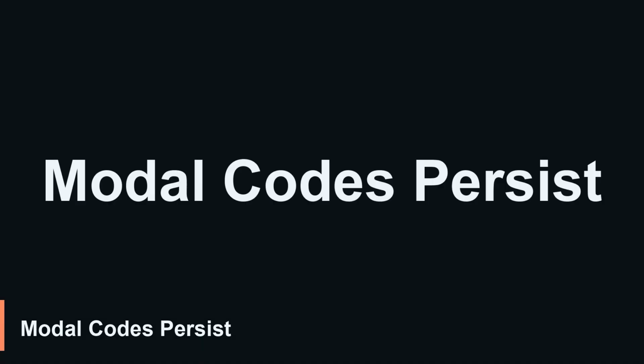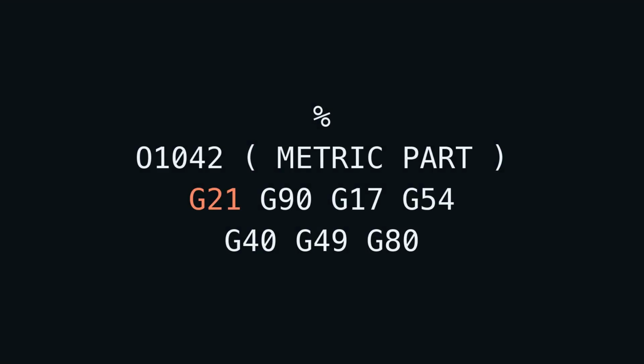The default isn't safe. The default is whatever the last guy left. Most shops assume their machine boots into a known state. It doesn't. Modal codes like G20 and G21 stick across programs, across power cycles on some controls, and across operators. If you didn't set it, you don't know it. The fix is one line. Declare units in your safety block. Every program, no exceptions. G21 for metric, G20 for inch, right next to G90 and G17.